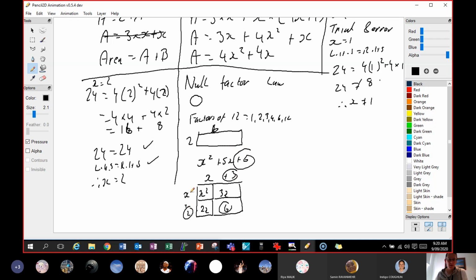And you're looking for the addition of that, because it comes from the expansion of x times 3 and x times 2, which gives you, you know, x times 3 gives you 3x, and you're adding those. So we're looking for a product of 6 and a sum of 5. And that's how you get your factors.